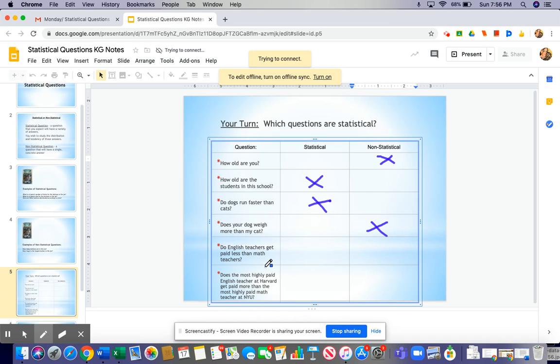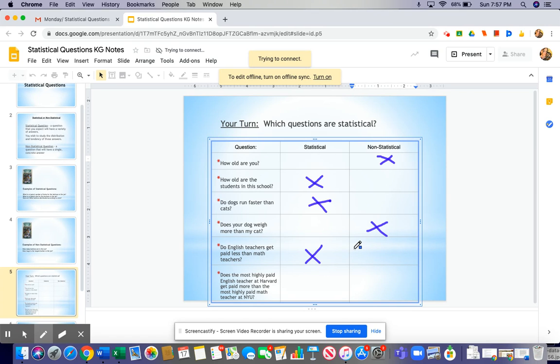Do English teachers get paid less than math teachers? Does that have one answer, or could that have more than one answer? That is a statistical question, believe it or not. So if you said statistical, you are correct.